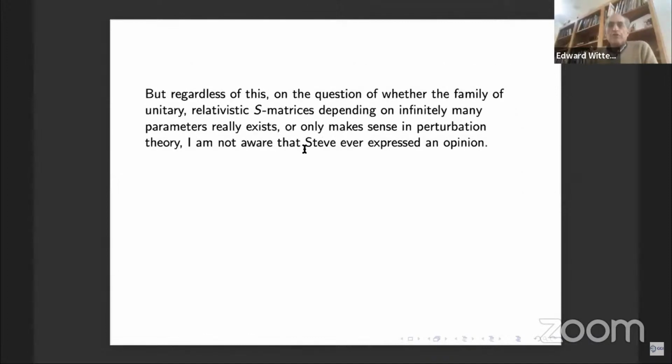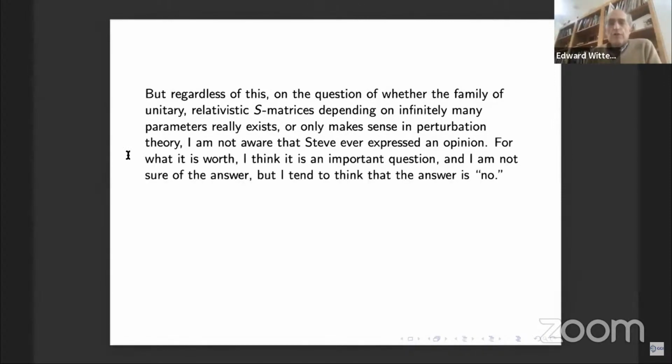But anyway, regardless of whether you think ultraviolet safety is the way to go, the question of whether the family of unitary relativistic S matrices, depending on infinitely many parameters, really exists, or only makes sense in perturbation theory, as I said, I'm not aware that Steve ever expressed an opinion. For what it's worth, I think it's an interesting question, and I'm not sure of the answer, but I tend to think the answer is no.